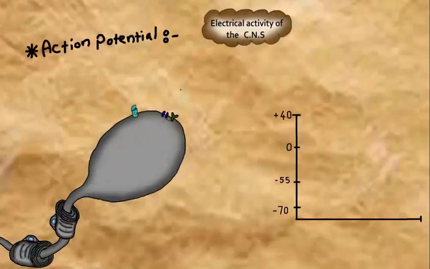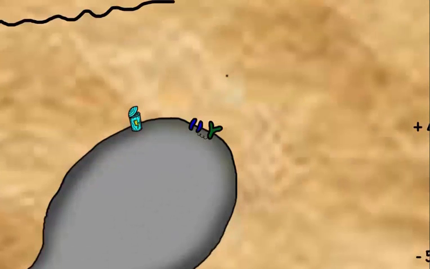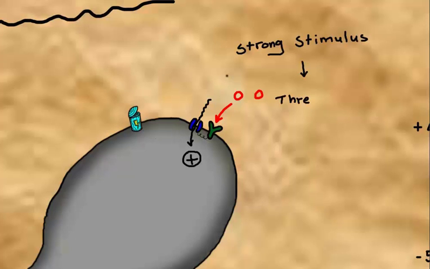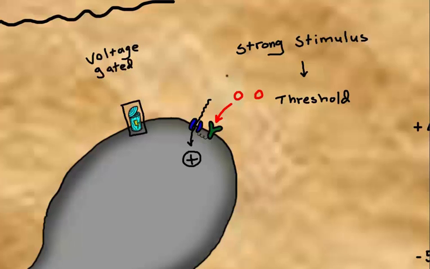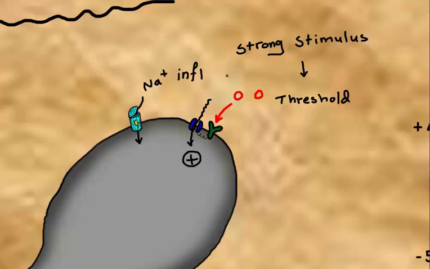And then with the last segment of this video, the action potential. Action potentials occur when there is a strong stimulus reaching the firing level or the threshold. Once the threshold is reached, a massive opening of voltage-gated sodium channels occurs, causing sodium ions to go to the inside of the cell, down its concentration gradient, and this process is called the sodium influx.